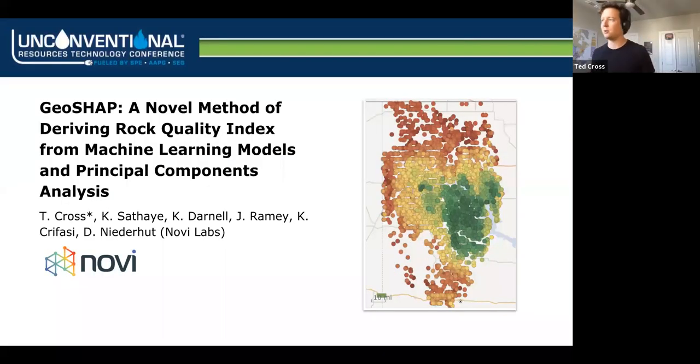Non-petroleum background. So, all right, I think we are recording now. I see a little cloud button with a little red dot pulsing, so that's a good sign.